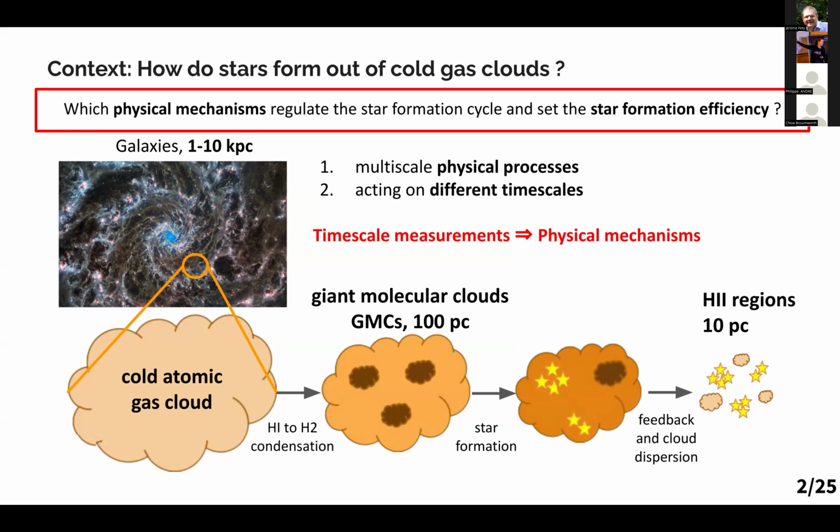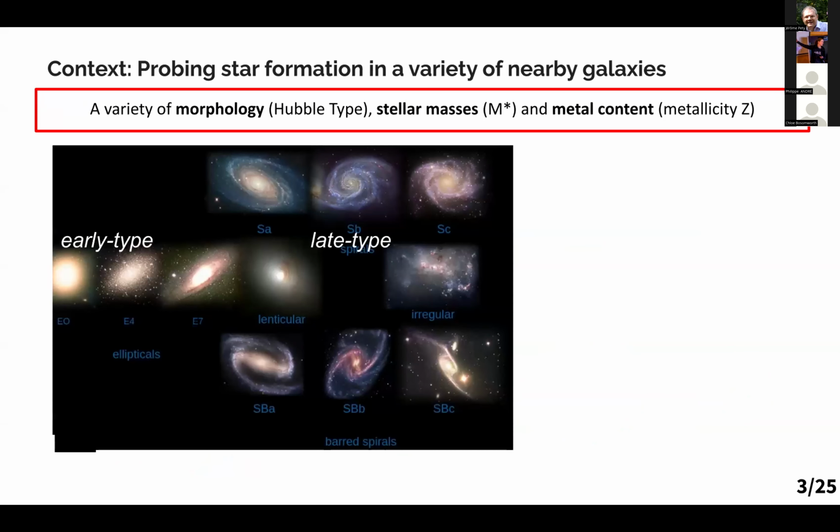So these clouds are not isolated entities, and if we want to understand this cycle of matter, ideally we would like to probe this cycle in a variety of environments. And in the nearby universe, we have access to a lot of different galaxies, from early type galaxies, like ellipticals, to gas-rich later type galaxies that come in a whole lot of different morphologies, some of them having clear spiral arm patterns and others being more flocculent or irregular galaxies.